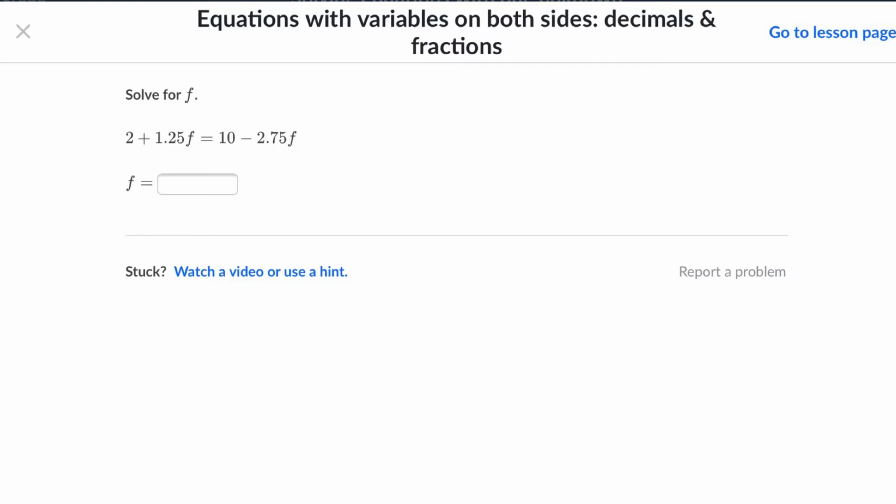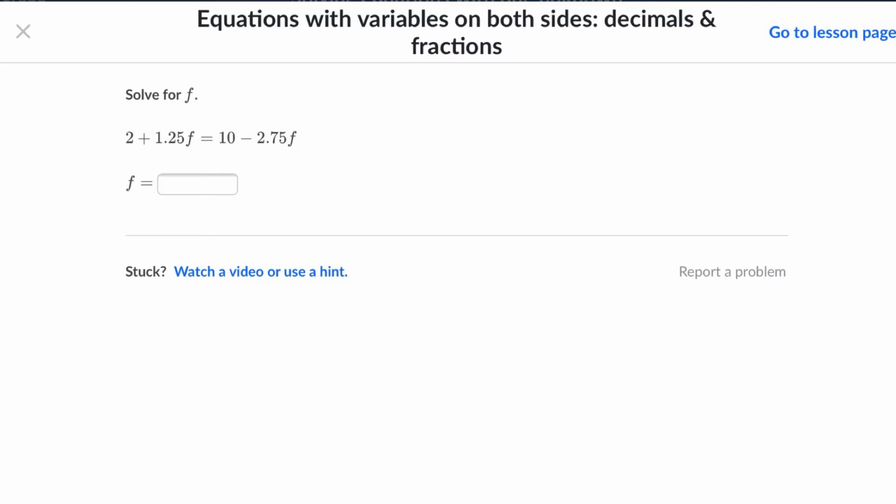Ooh, I get to use black. So, I will then. No, I'm going to use blue. I'm going to write this down here. 2 plus 1.25f equals 10 minus 2.75f.